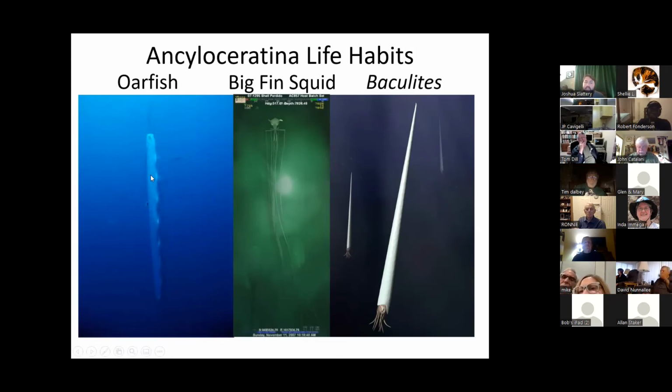You can also compare baculites to the oarfish. Most people don't know this, but the oarfish lives in a vertical orientation and eats plankton swimming by, usually small zooplankton. The only difference compared to a baculite is that the oarfish has its head pointing upwards rather than downwards like a baculite. The bigfin squid has its mouth pointed downwards like the baculites. So ecologically, baculites are probably very similar to the oarfish or bigfin squid, except that they lived in very shallow water facies. The oarfish and the bigfin squid usually live in deeper water settings.